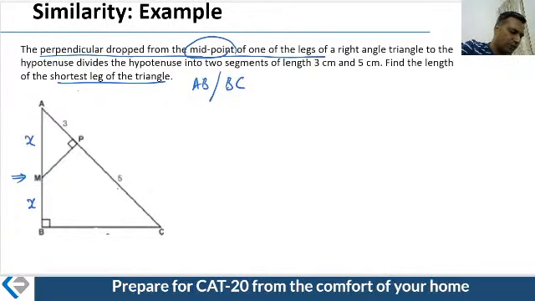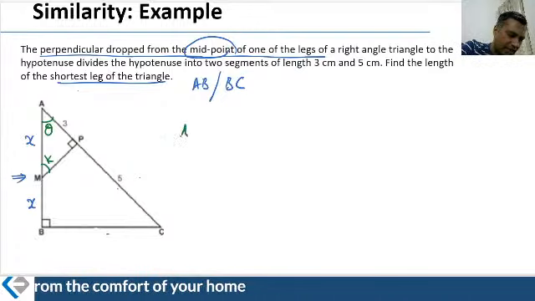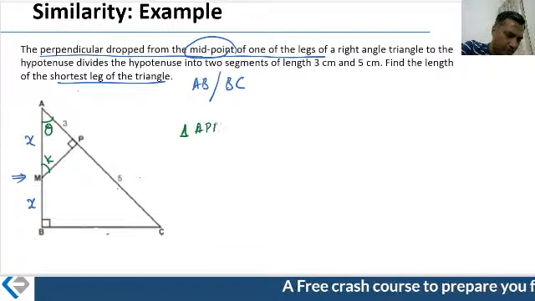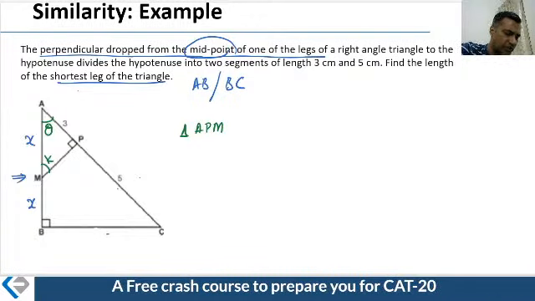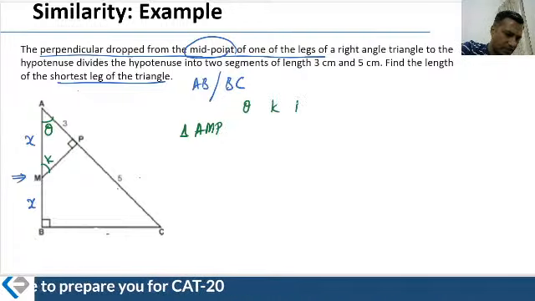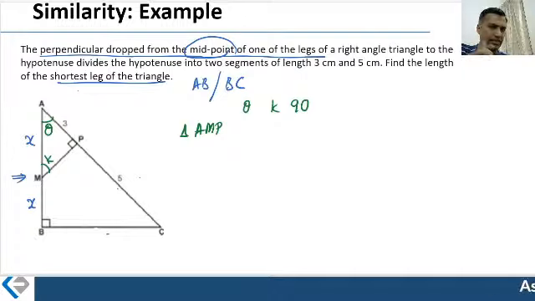Let me call this particular angle theta, and let me call this particular angle k. Now look at this. I'm talking about the triangle APM. What are the angles of this particular triangle, friends? There is theta, there is k. Let me write it: the triangle AMP. Theta is there, there is k, and there is 90. That's a right angle triangle.